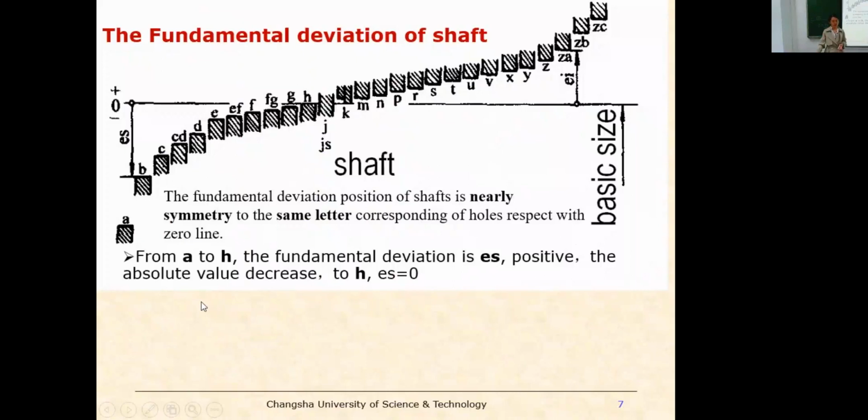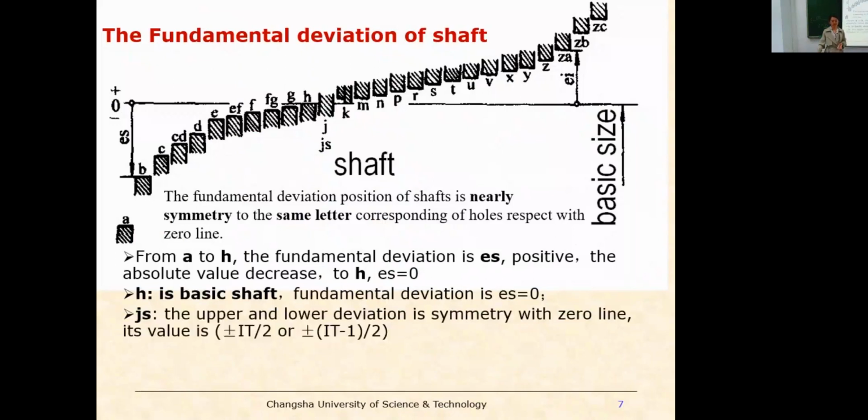So from A to H, the fundamental deviation is ES, right? This is ES, the upper deviation. The absolute value decreases until h equals 0. So the ES equals 0. So h is a basic shaft. The fundamental deviation is ES equals 0. And the same with the hole. The js, the smaller js, the upper and lower deviations are symmetric with 0. Its value is tolerance divided by 2. So the upper and the lower are the same.